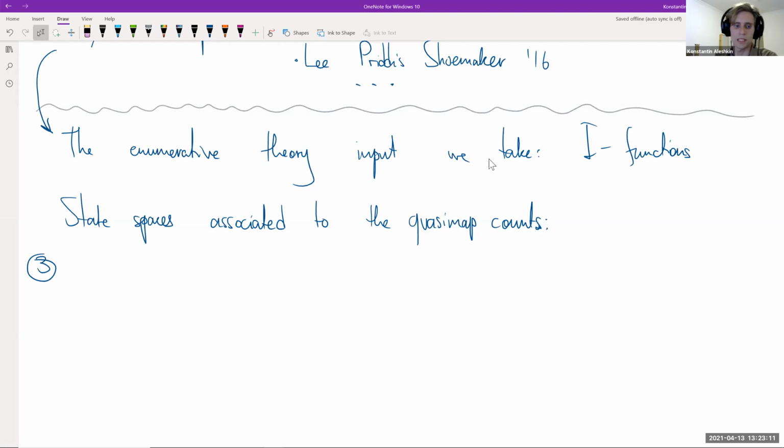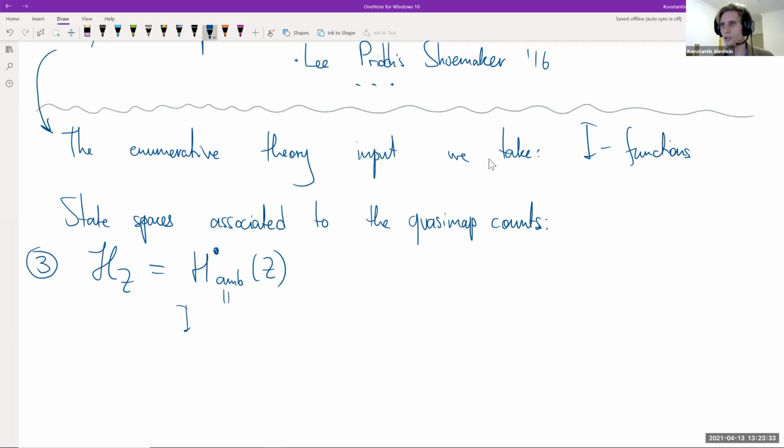So for just quasi-map counts into the quintic, we just need to consider, I'll write H for the state space of the quintic, and it's just the ambient part of the cohomology of the quintic. And what's the ambient part? It's the image of I star, where I is an embedding of the quintic into P4. So this is just the even part of the cohomology of the quintic.